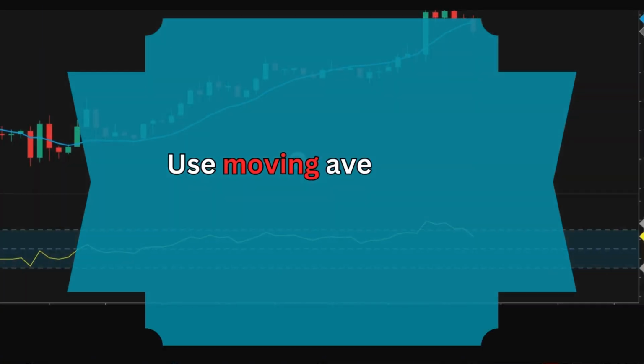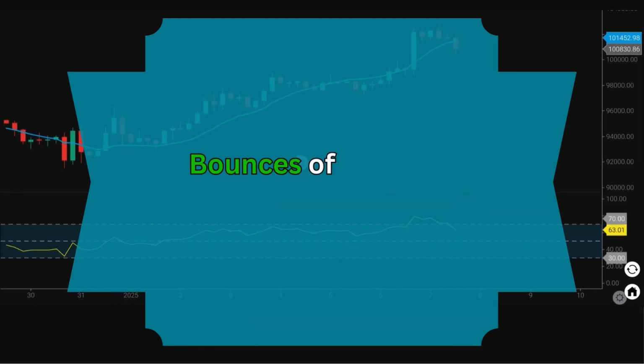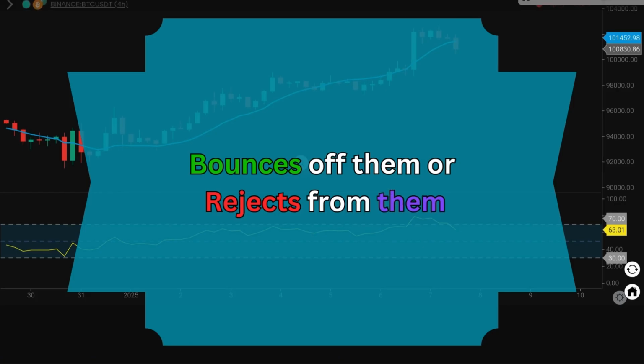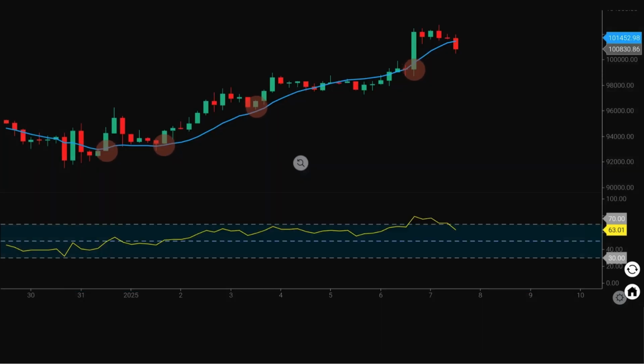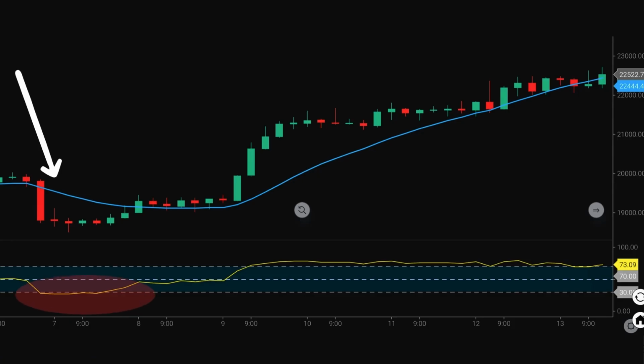Here's another tip. Use moving averages as dynamic support and resistance. Price often reacts to them, bounces off them, or rejects from them. For example, if price keeps bouncing off the 50-period moving average multiple times, and you see an overbought reading on the RSI indicator, that's a high probability short. Or if price dips to the moving average and the RSI indicator shows oversold, you've got a solid long setup. You're not just reacting to signals, you're trading with confluence.